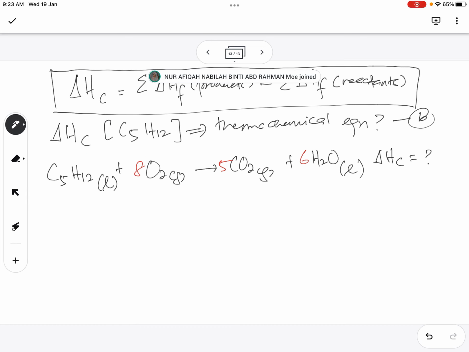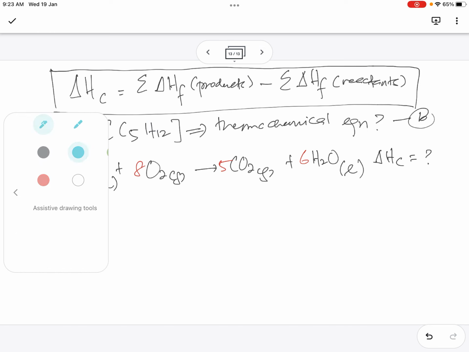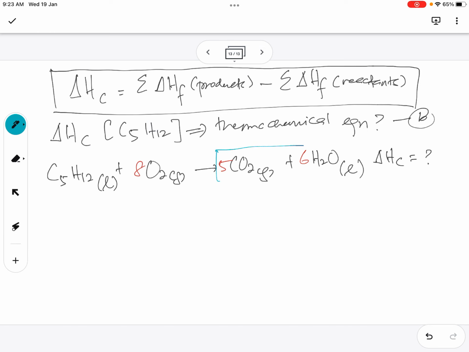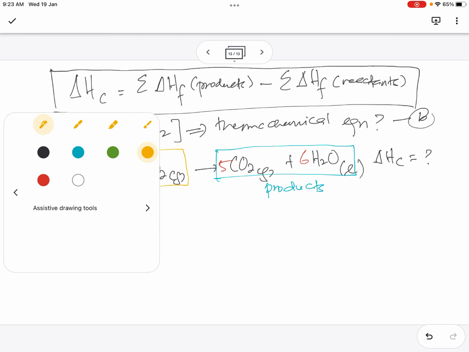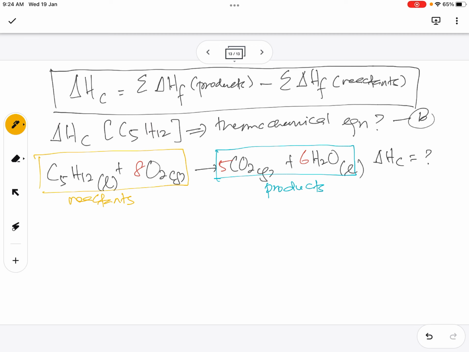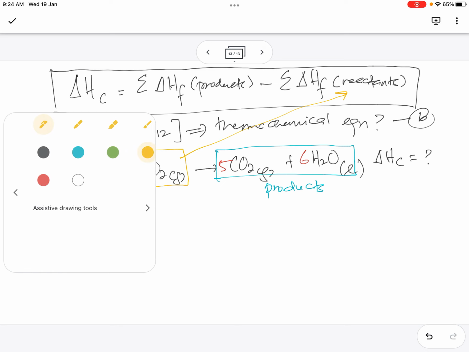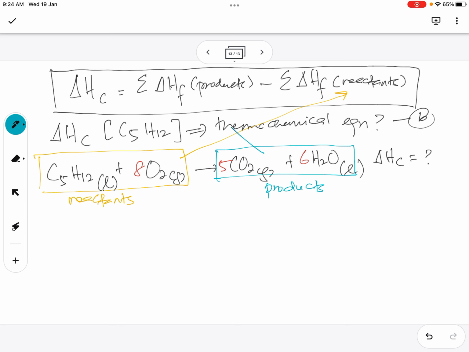We already balanced the equation. Okay. And now we can identify who are the products and who are the reactants. So this is our products and this is our reactants. Okay. And our reactant we will substitute here, and our product we will substitute here. Okay. So that we can utilize or use the formula.